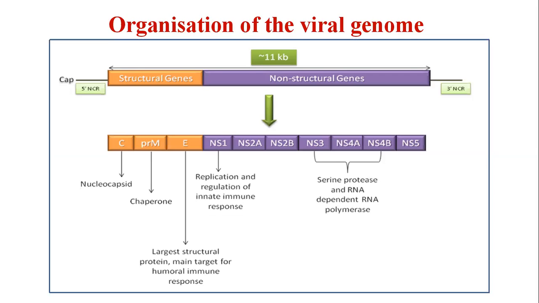NS1 is actually responsible for replication and regulation of the innate immune response. NS3, NS4A, and 4B act as serine protease and RNA dependent RNA polymerase enzymes. So this is about the organization of the JE viral genome.